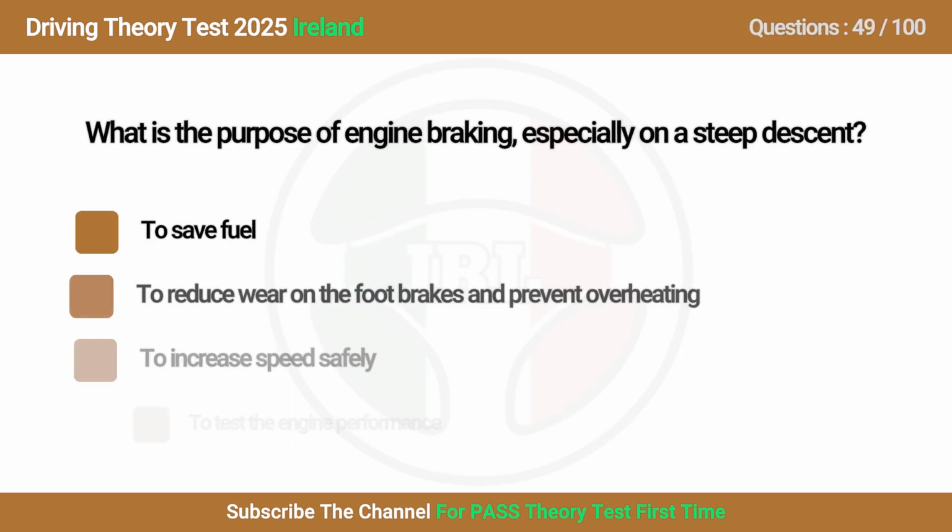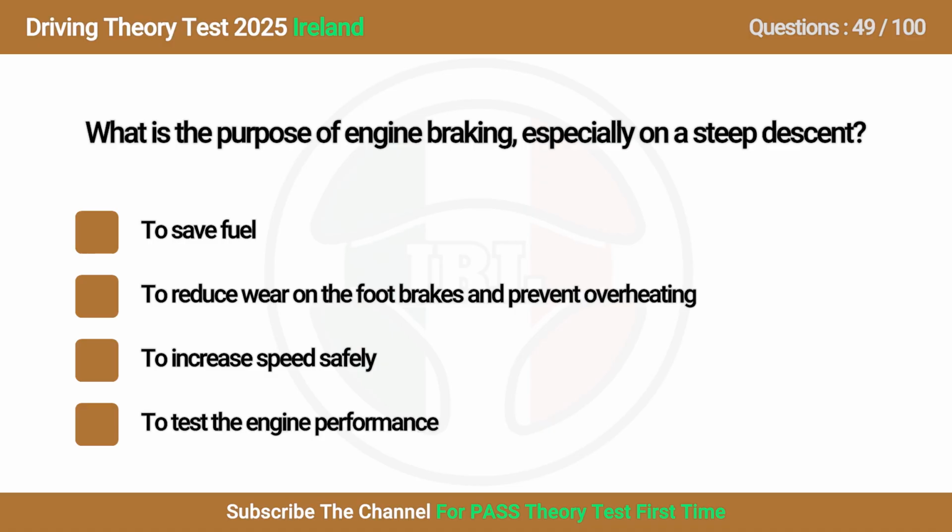Question 49. What is the purpose of engine braking, especially on a steep descent? A. To save fuel. B. To reduce wear on the foot brakes and prevent overheating. C. To increase speed safely. D. To test the engine performance.